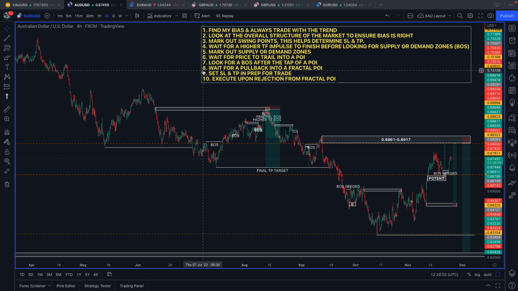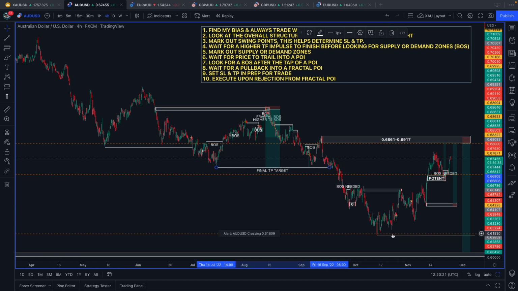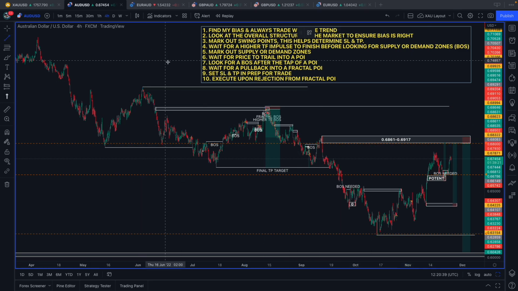Then what we need to do is mark out the swing points. This helps determine our stop loss and take profit when it actually comes to placing positions. Now I'll go into detail as to why later on in the video, but all we need to do is just mark out these swing highs and swing lows. So you'll see here that I have done this. I have set lines out here. I've got 3 lines at these 3 troughs that have been created. Then all we need to do is do the same here. Then once we have that, we have our swing points.